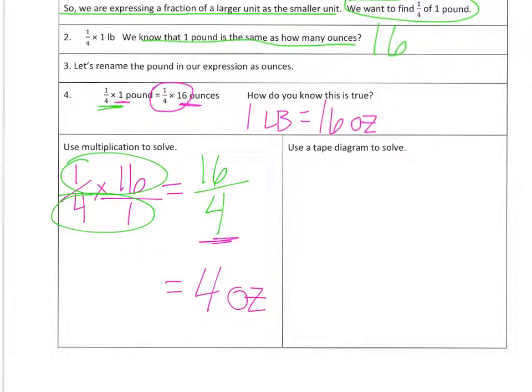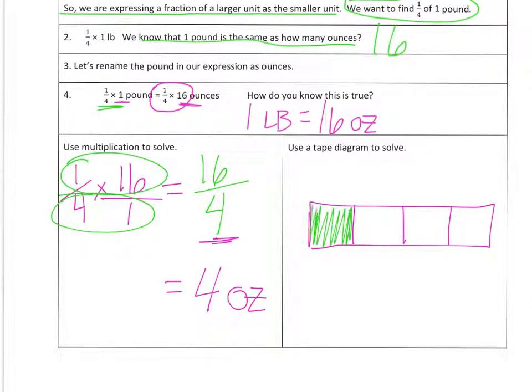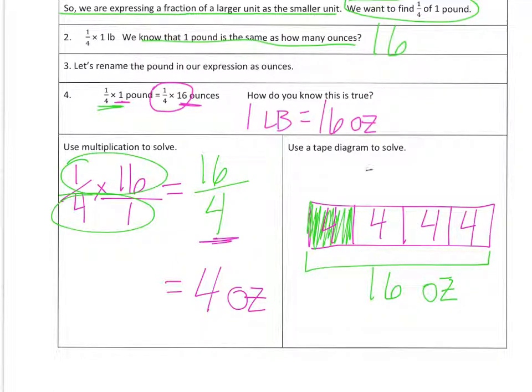Now we can use a tape diagram. I put it into fourths because I know I'm dealing with fourths. And I've got 1/4, so that's why I'm shading 1/4: I'm trying to find 1/4 of 16. If my whole tape diagram is 16 ounces, then each of these chunks is worth 4. And so how many ounces is my shaded portion worth? 4 ounces.